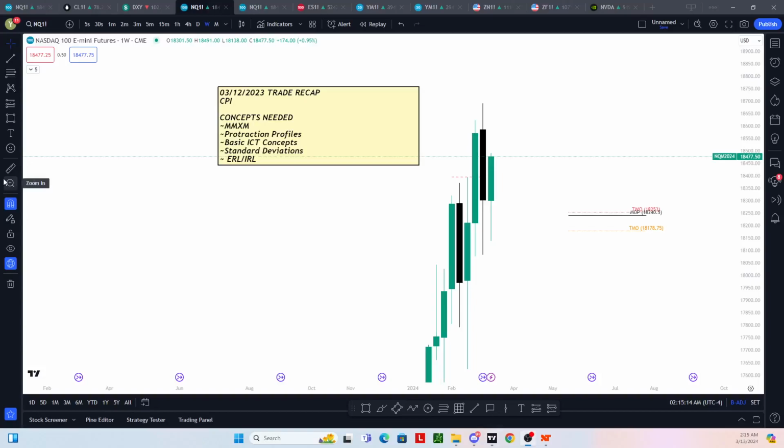All right, this is going to be a trade recap for 3/12/2023. It's going to be our Tuesday CPI, and some of the concepts that you need to know are your market maker models, your protraction profiles, your basic ICT concepts, standard deviations, and your ERL to IRL.